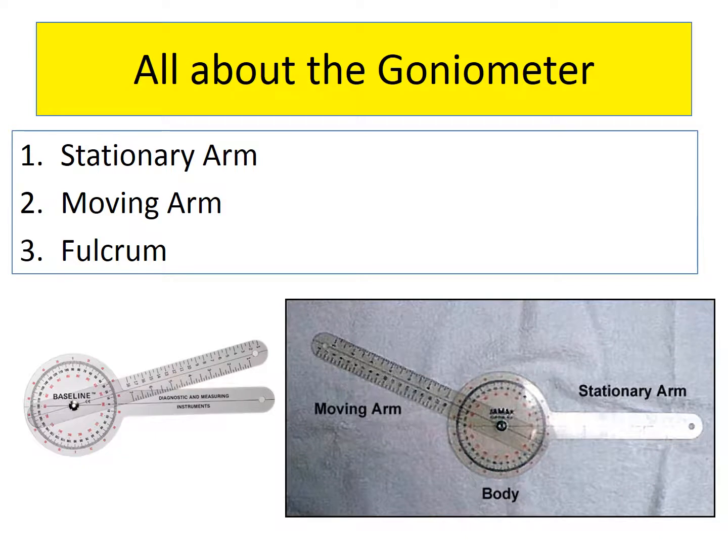Here's a picture again of a goniometer. You'll see that there are 3 parts to the goniometer. We have the body, or the fulcrum. The body is the round circle, and the fulcrum would actually be that center bolt that you will align on the axis. So that's called the fulcrum or the axis. And then you have a moving arm and a stationary arm. You see that the stationary arm is attached to the body, or it's attached to the circle, whereas the moving arm is not.